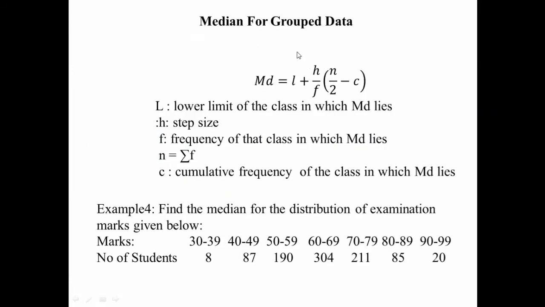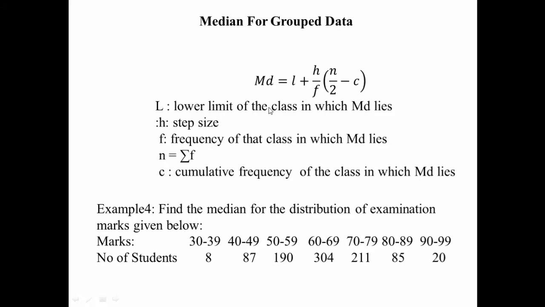Now, median for grouped data. Median for grouped data can be found by the formula L plus H divided by F into (N by 2 minus C), where L is the lower limit of the class at which the median lies, H is the step size of the class, F is the frequency of that class at which the median lies, and N is the total number of frequencies, the sum of the frequencies. C is the cumulative frequency in this formula.